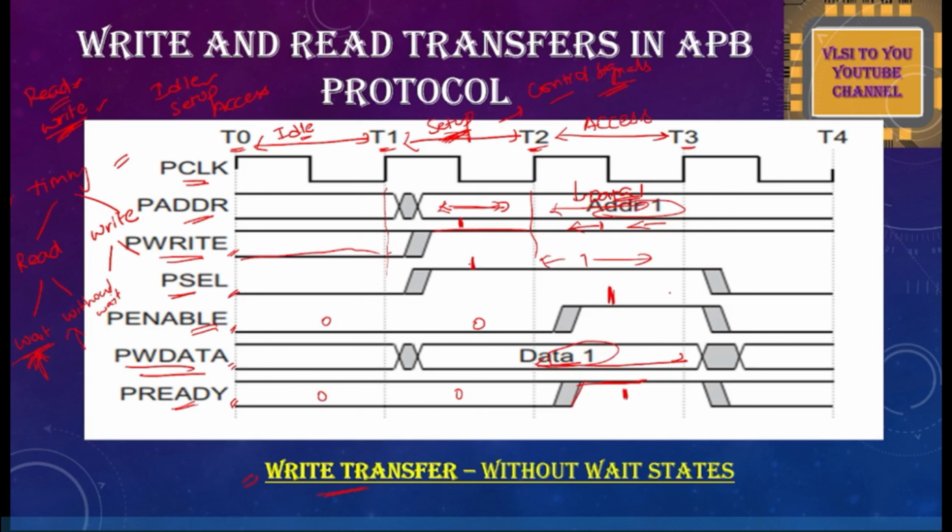Since P ready is 1, there is no need to wait. You just need to transfer this data into this particular register in the access state itself, and in this way the transfer will continue to take place. So this is about how you are going to do a write transfer without wait states.